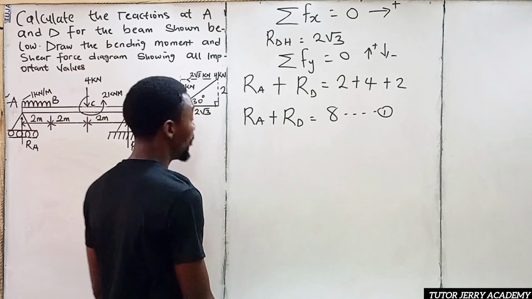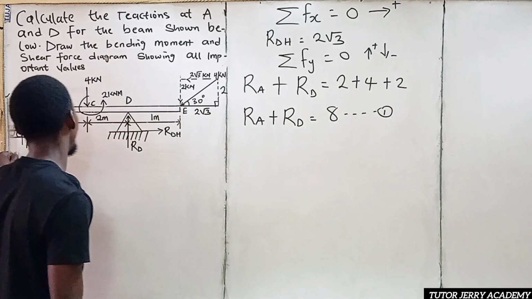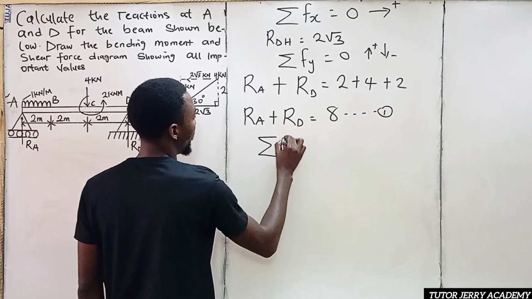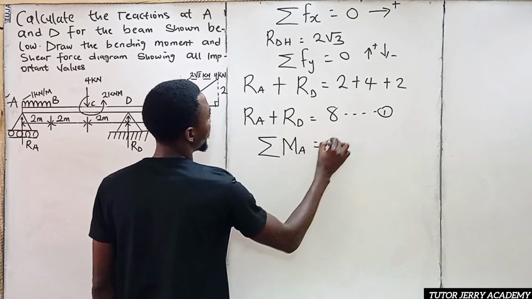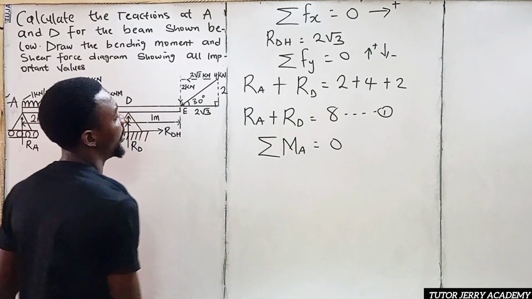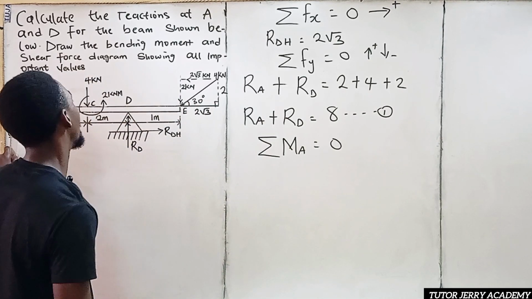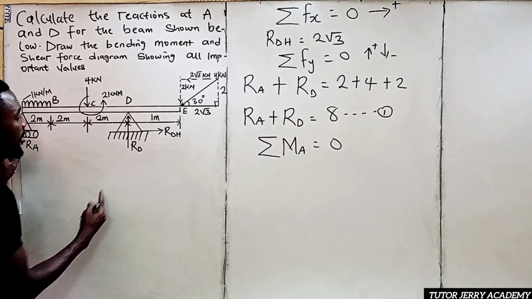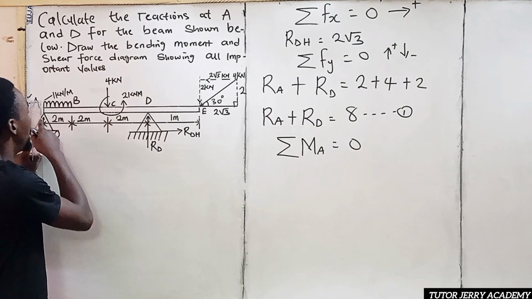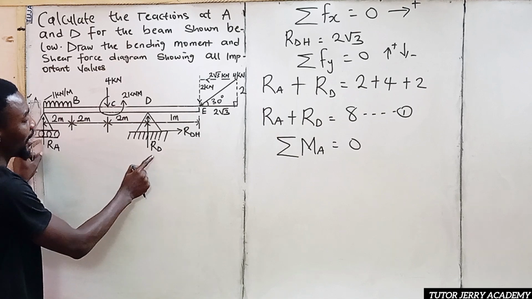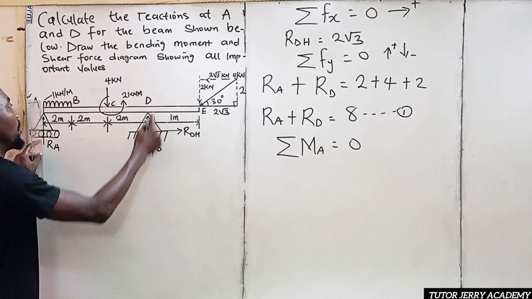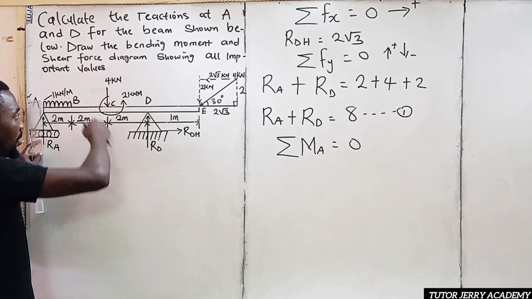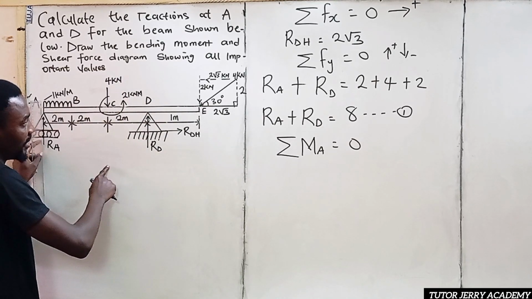All right. We are going to take our moment about point A. So the summation of moment about point A is equal to 0. If we stand at this point and take moments about it, we start with R_D, which is coming towards this direction. That is anti-clockwise. Is that clear?